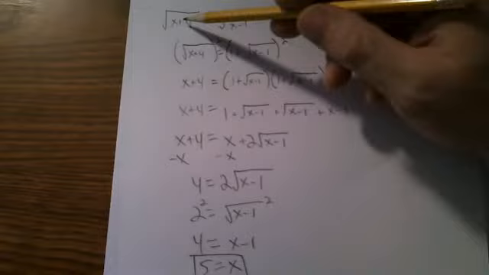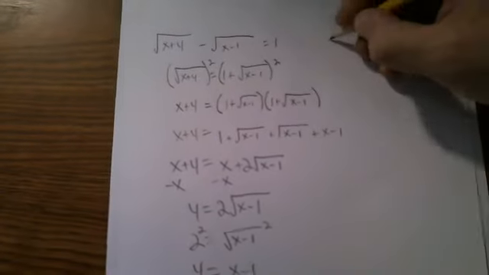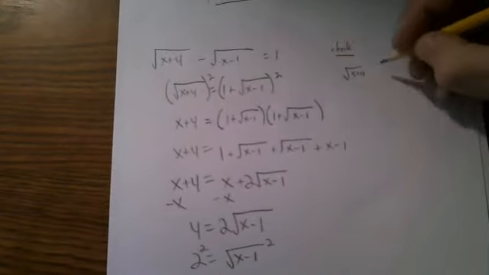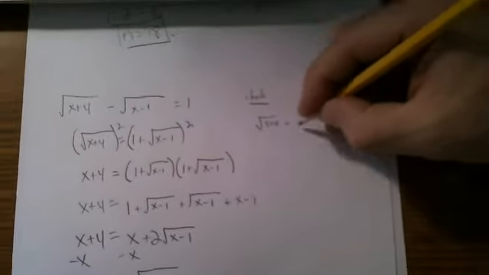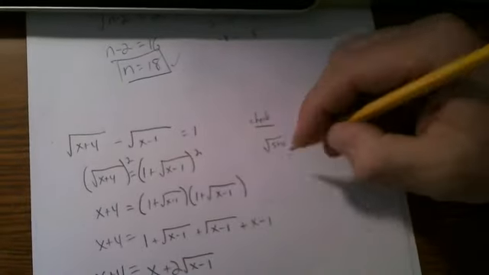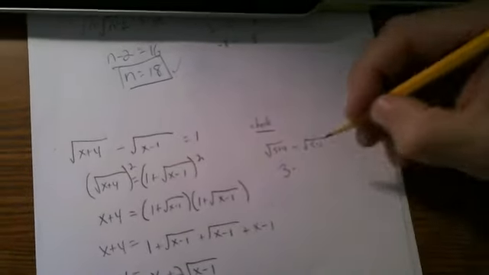So let's just plug in 5 to check to see we got this right. Here's our check. Radical 5 plus 4. Whoops, not equals. It should be a minus. Minus radical 5 minus 1 equals 1. Square root of 9 is 3. Square root of 4 is 2. 3 minus 2 is 1? Yes. So we got it right.